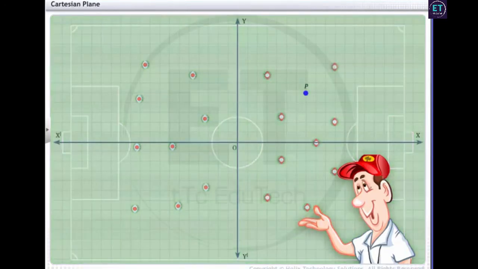The length of the field on the Cartesian plane is the horizontal line XX', and the breadth of the field is the vertical line YY'. YY' intersects with XX' at point O. The horizontal line XX' is the x-axis of this Cartesian plane. The vertical line YY' is the y-axis of this Cartesian plane. The point of intersection of the two axes, x and y, is called the origin O.